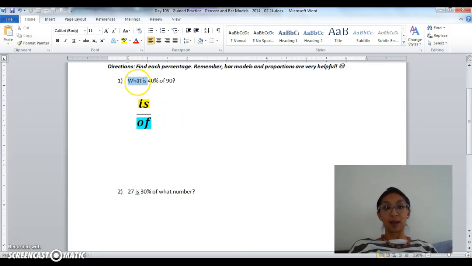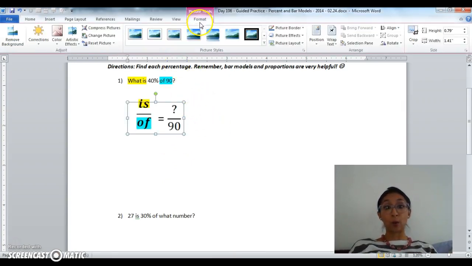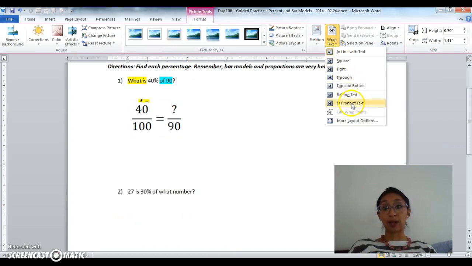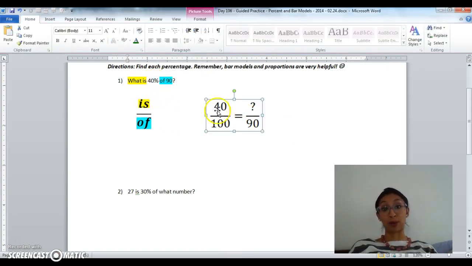What is would be highlighted in yellow, and this means that we are looking for the top part of the equivalent fraction. Of 90 would be highlighted in blue, which means we have the bottom portion of the fraction. From there on out, we can see that we have this sort of relationship where we want to identify what is the missing information and what is the information that we know. Whenever we are given percentages, students are asked to put them in a ratio out of 100, and therefore this is the proportion that would help them solve the problem.